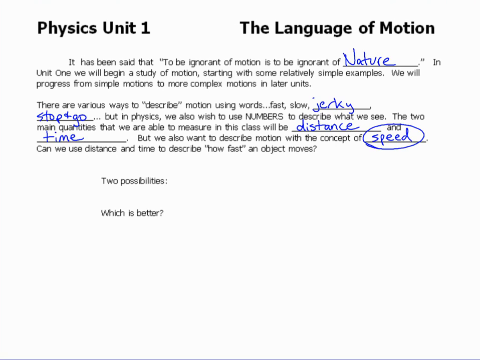There are two possibilities. We could use distance over time. Or, second possibility, time over distance. So which one is better? We have two possibilities and they are both describing the relative nature between distance and time of an object as it moves. So which one's better?